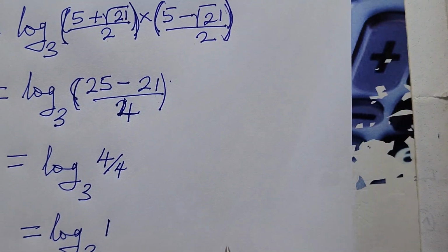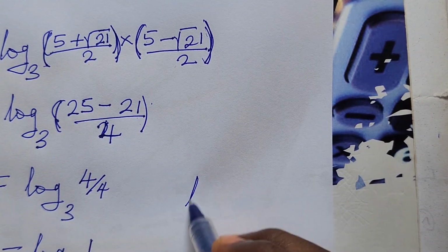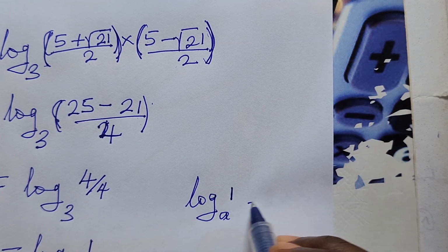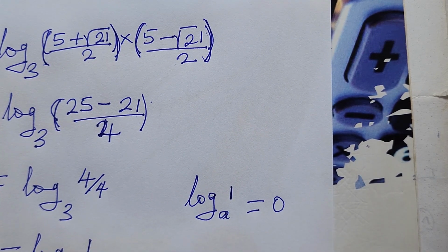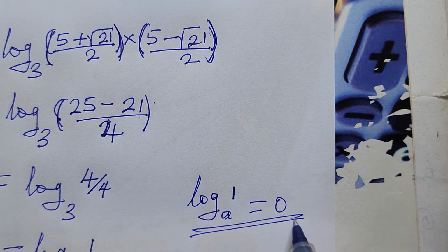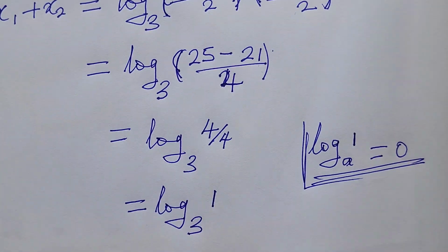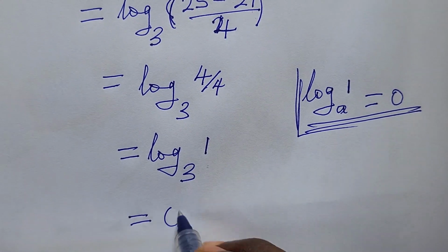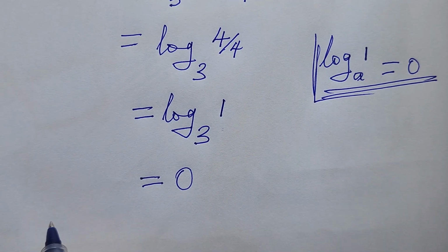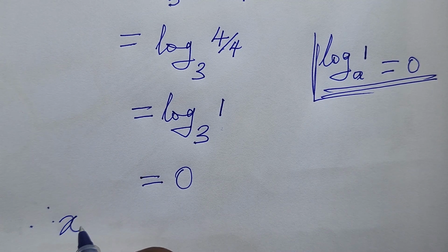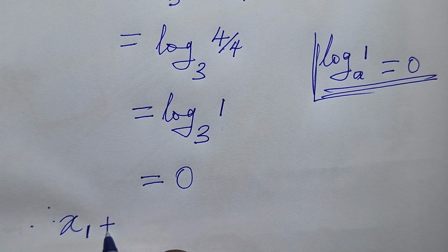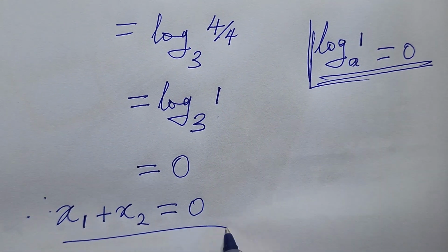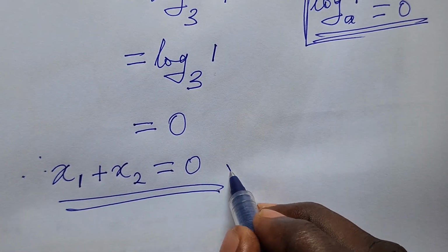From here, remember the law which says that log of 1 base a is equal to 0. Okay, so by this law, we have a similar thing here. So this implies what? 0. So what does this mean? It means, therefore, the sum of the roots x1 plus x2 is equal to 0. Wow, this is serious.